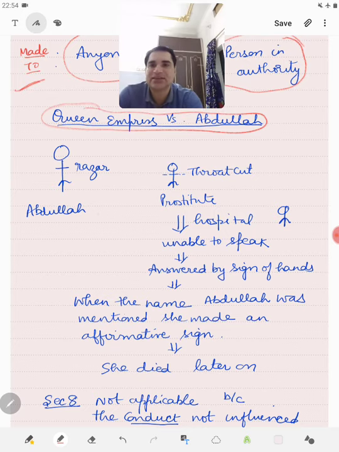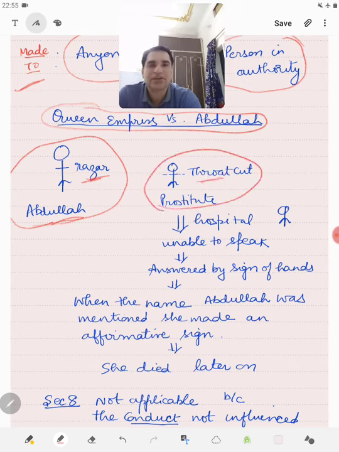Now in this case, the facts were that there was a person accused called Abdullah. What he did is that, with a razor, he cut the throat of a prostitute. The prostitute was hospitalized, and as her throat was cut, she was unable to speak. Whatever was asked, she answered by signs of the hands. Whenever a question was asked to her, it was only through sign language of the hands that she was able to answer.